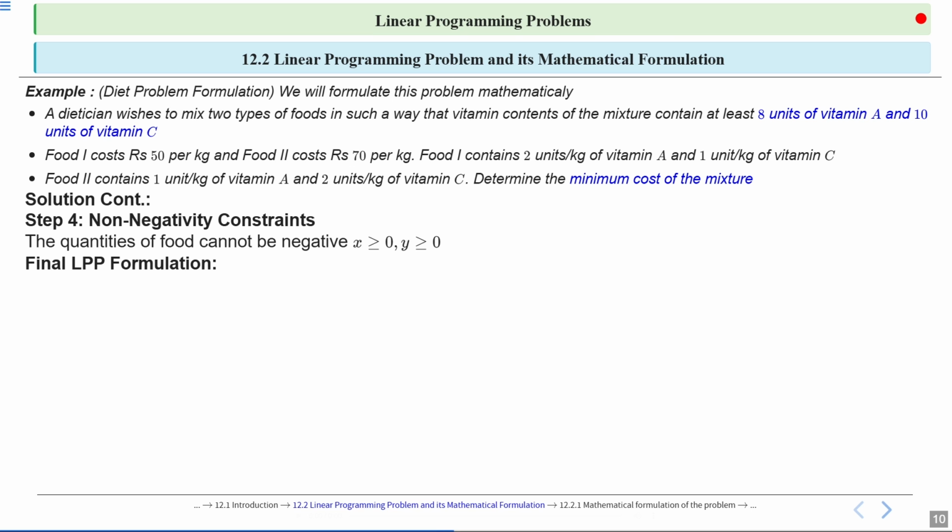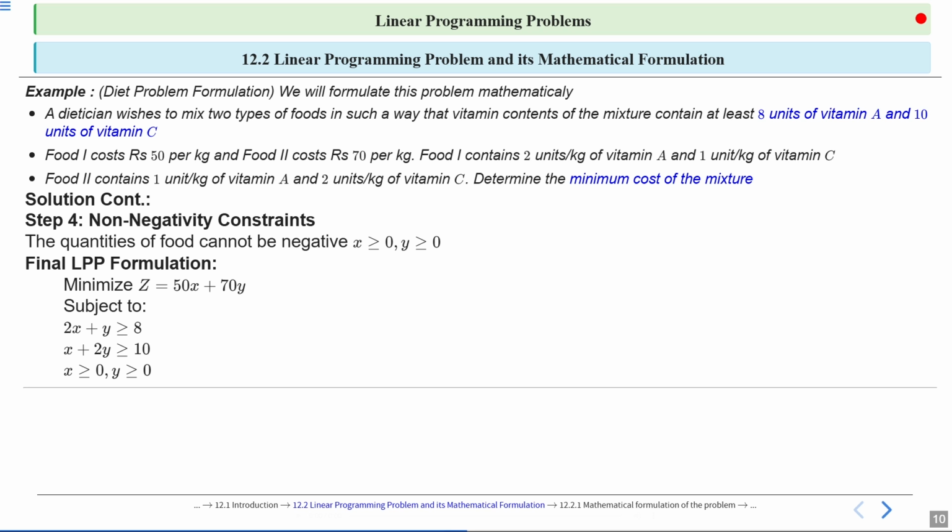Now the final LPP formulation is: minimize z equals 50x plus 70y subject to 2x plus y is greater than or equal to 8 and x plus 2y is greater than or equal to 10, along with x is greater than or equal to 0 and y is greater than or equal to 0.